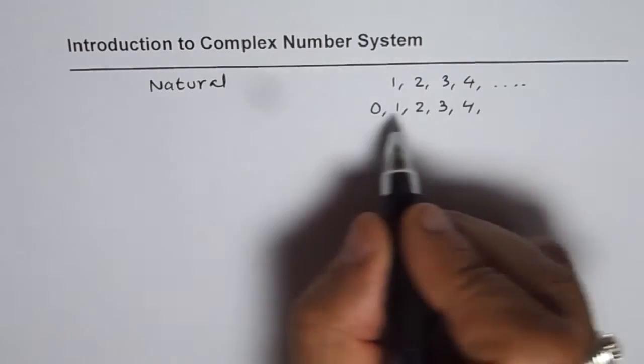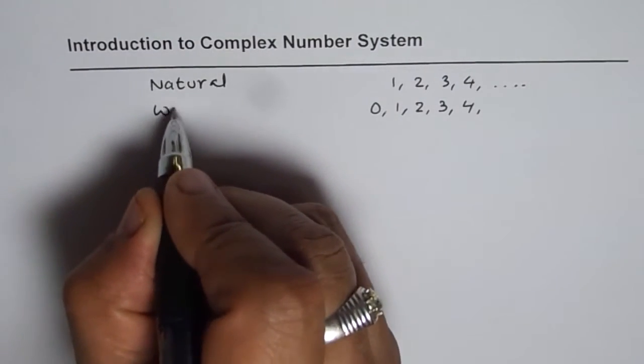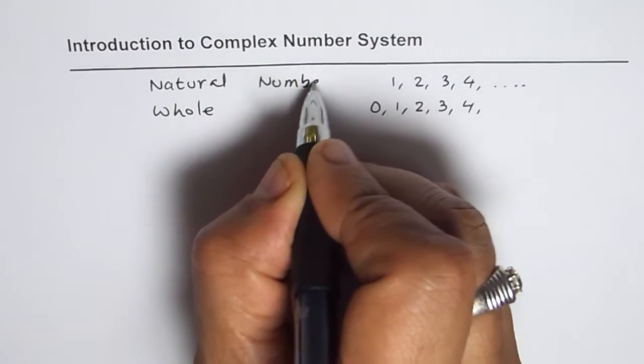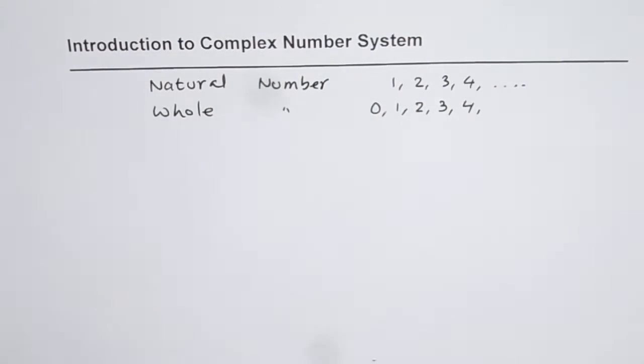And then we thought we made them complete and gave the name whole numbers, right? So these are all number systems. So let me write number here for once and then we'll continue.